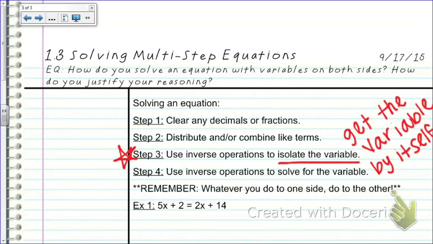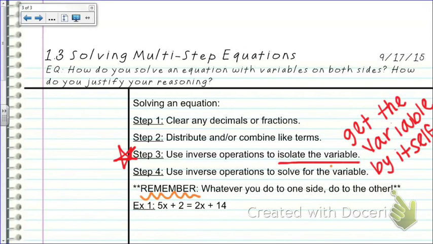Okay, on one side of the equation. So we're going to move all the variables to one side and all the numbers to the other. And then we will use inverse operations to solve for the variable. We have to remember that whatever we do to one side, you have to do to the other. So I put that on there again.